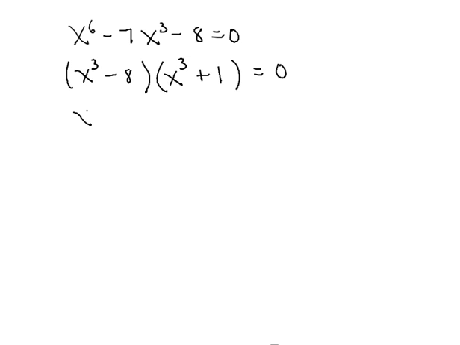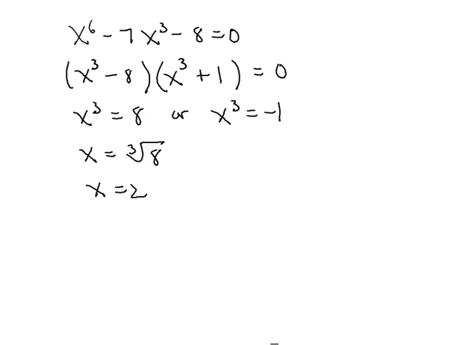And now if we set each factor to 0, we'll have x to the 3rd is equal to 8, or x to the 3rd is equal to negative 1. And as we did before, we'll take the cube root of both sides, so x is equal to the cube root of 8, or x will be equal to 2. And in the second equation, x will be equal to the cube root of negative 1, or x will be equal to negative 1.